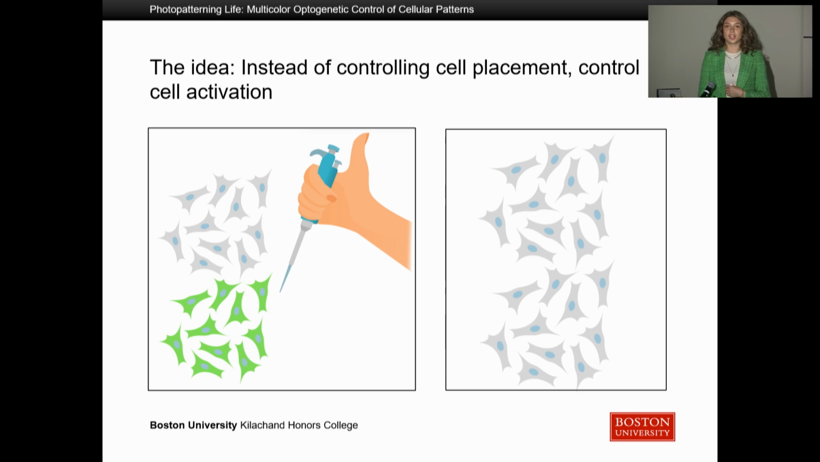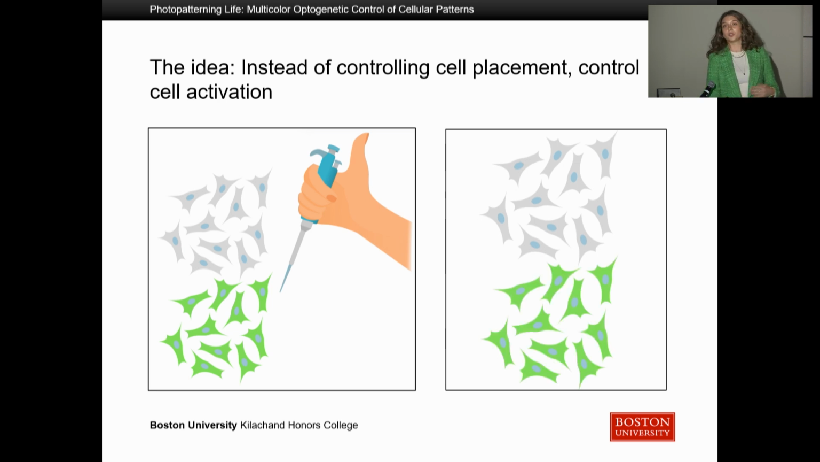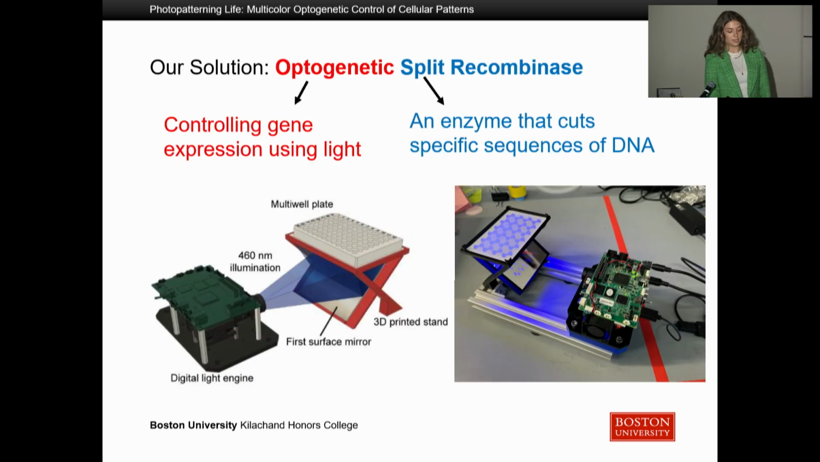So our project tried to take a different perspective. Instead of controlling cell placement, we're going to control cell activation. So we're going to turn on a region of cells next to another region to have different populations of cells in diverse patterns. To do that, we're using optogenetic split recombinase. So to break this down, optogenetic means the control of gene expression using light, and split recombinase is a type of enzyme that can cut specific sequences of DNA.